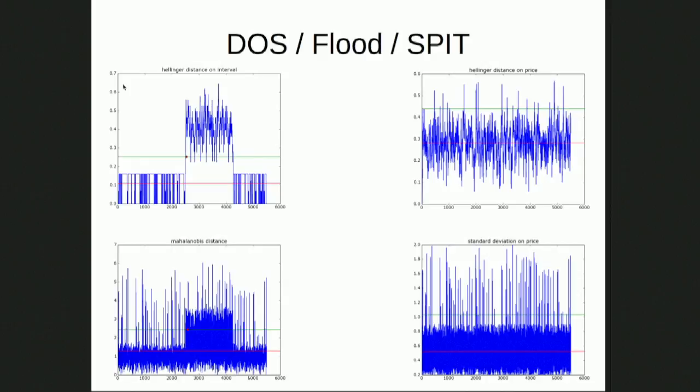So the top right image is, I believe, the Hellinger distance on price. And since there was no significant change in the price of the calls, it didn't trigger anything there. And likewise, the lower right image is the standard deviation, or sorry, 2 standard deviations plus the mean as the green line threshold, and that also did not trigger. The lower left is the Hallin-Obus distance, which is considering both the price of the call plus the inter-arrival delta. And you can see that that did trigger because it's considering both of those factors.